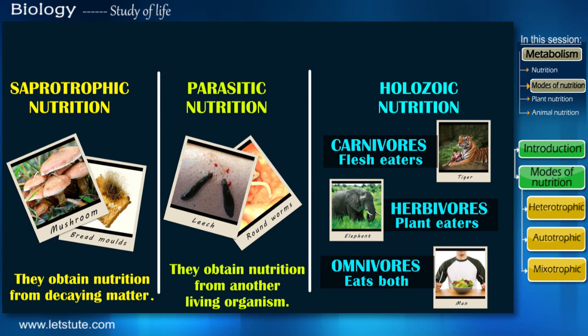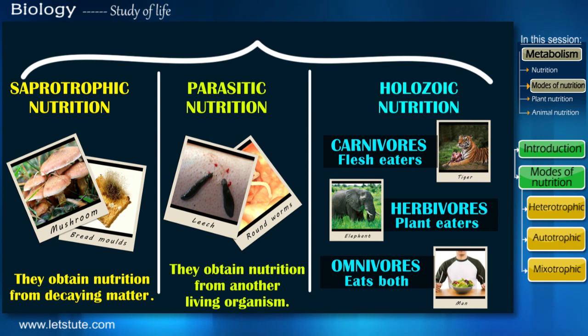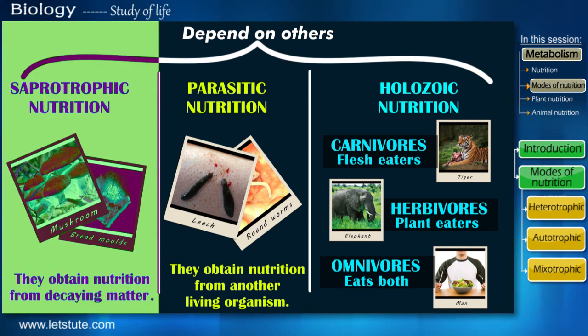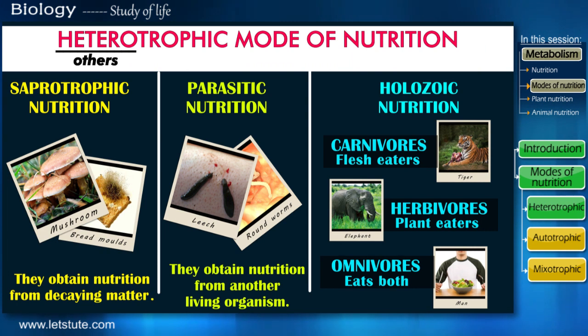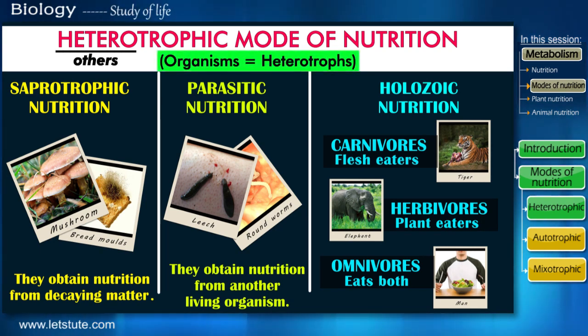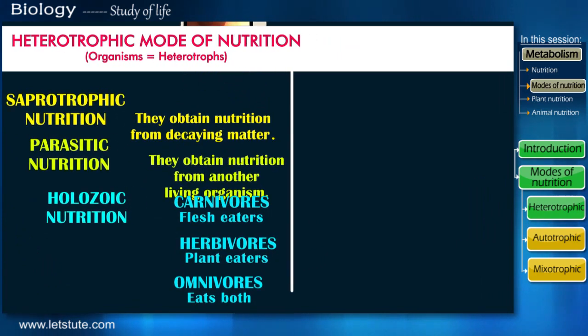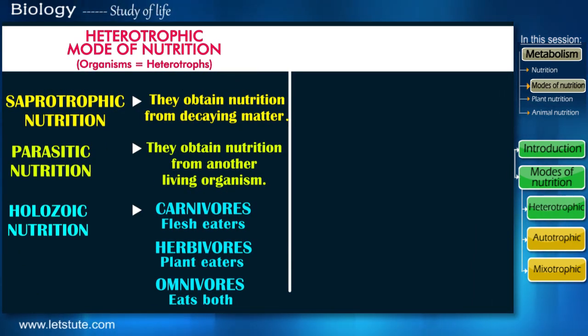Let us look at all the examples together again. Can you find a common link in the way these organisms acquire nutrition? They all depend on others for their food, be it a dead or a living source. And this mode of acquiring nutrition is called as the heterotrophic mode of nutrition. And the organisms that use this mode for its nutrition are called as heterotrophs. Heterotrophs can depend for food and gain their nutrition from others because they are free to move.